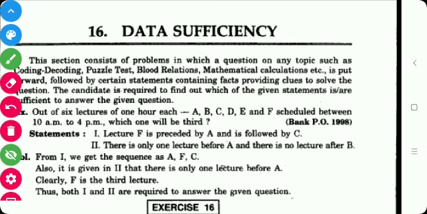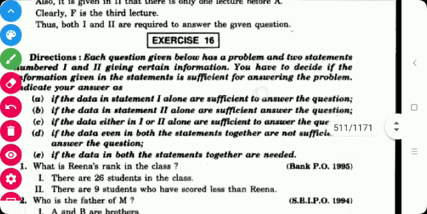And the second given statement is, there is only one lecture before A, meaning there is again one lecture before A. So the third lecture we have been asked about, the third lecture is F. Here both the statements are necessary, so we can conclude that both 1 and 2 are required to answer the given question. Okay, so now we will start with the exercise.